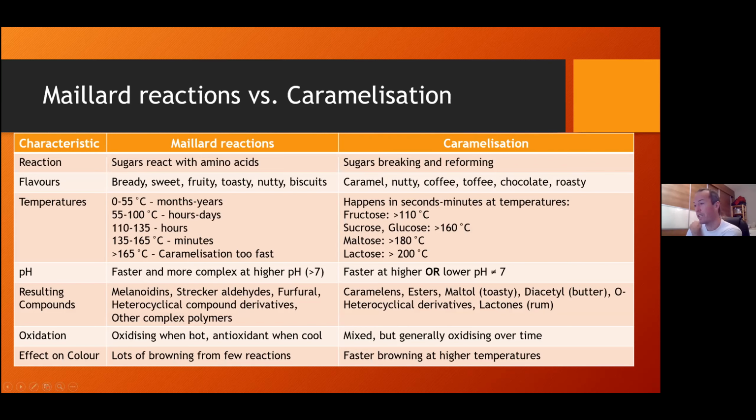Oxidation, this is really interesting. Melanoidins, they oxidize when hot, and they are antioxidants when cool. Caramelization, in general, the products have an oxidizing effect. So you might know this if you use a lot of dark caramel malt, your beer is probably more prone to oxidation over time. This is oxidation when cool.